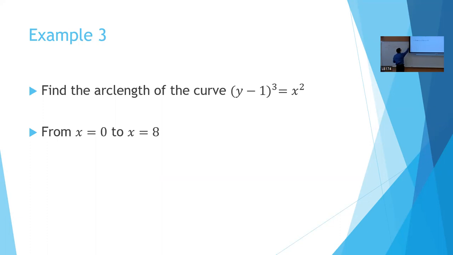Okay? We want to find the arc length of this curve. y minus 1 cubed equals x squared, from x equals 0 to x equals 8. Now, one thing you'll notice about this particular curve is that it's not solved for y. We don't have y equals. And it's also not solved for x. We don't have x equals.